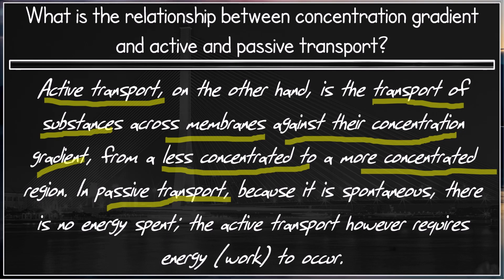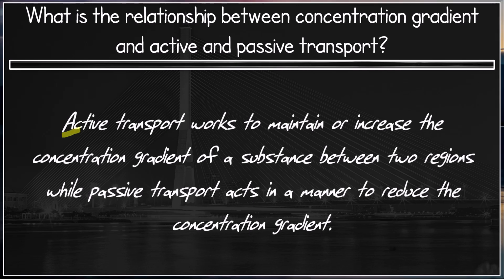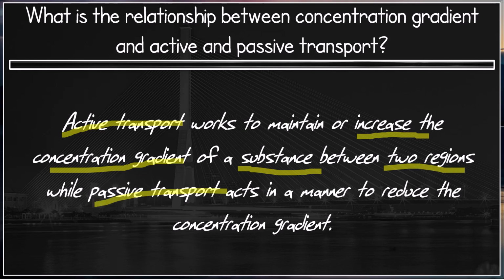In passive transport, because it is spontaneous, there is no energy spent. Active transport, however, requires energy. Active transport works to maintain or to increase the concentration gradient of a substance between two regions, while passive transport acts in a manner to reduce the concentration gradient.